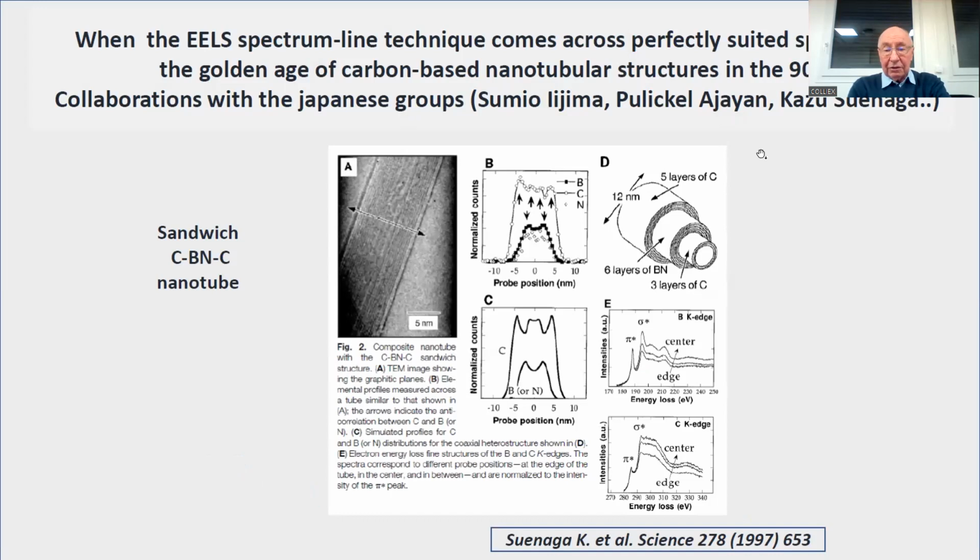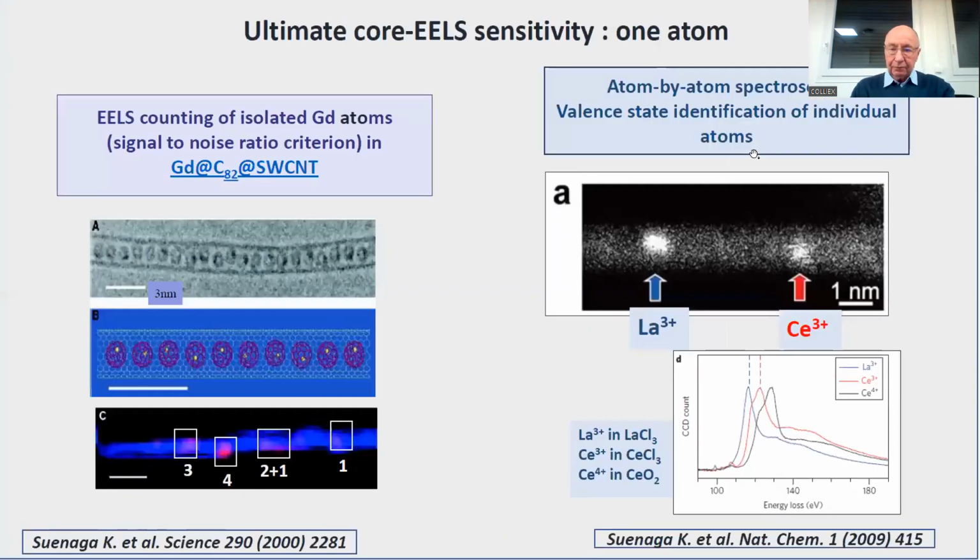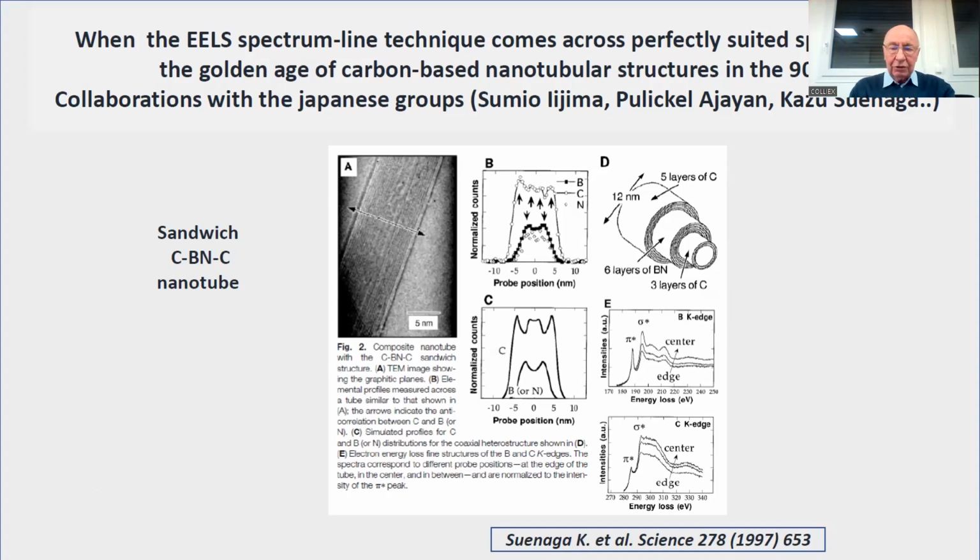So now, as already mentioned, this is what I call the nano EELS period. It was the golden age because the group of Sumio Iijima in Japan developed and built many specimens typical of nano tubular structures. This is, for example, one of these nano wires. You see it, and when you go across this nano wire made of carbon, boron nitride, and carbon, all in the vacuum, these are the elemental profiles of the boron, of the nitrogen, and of the carbon.